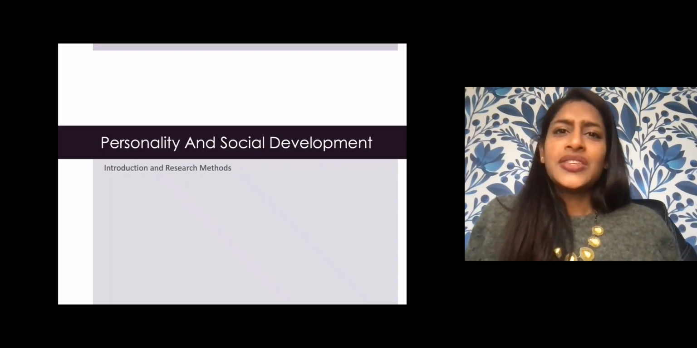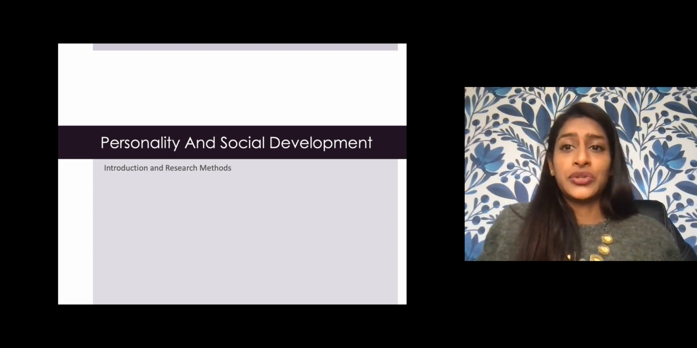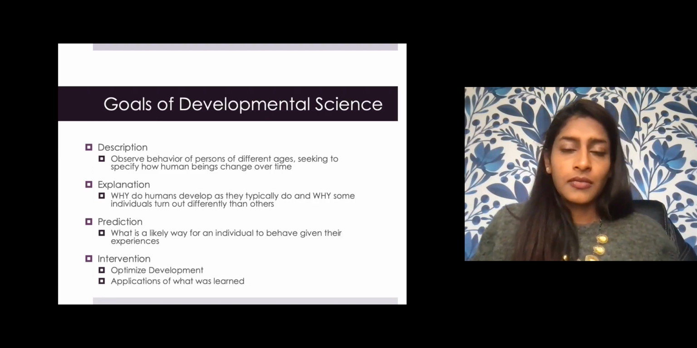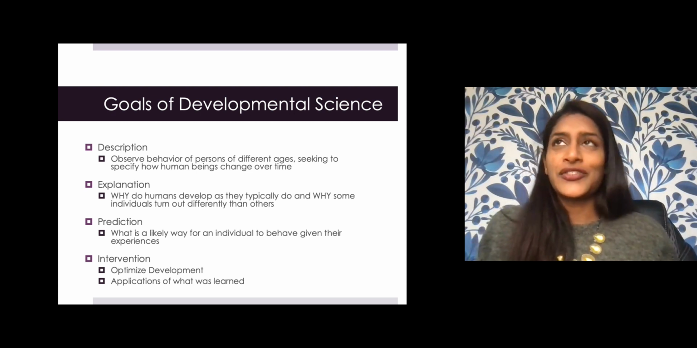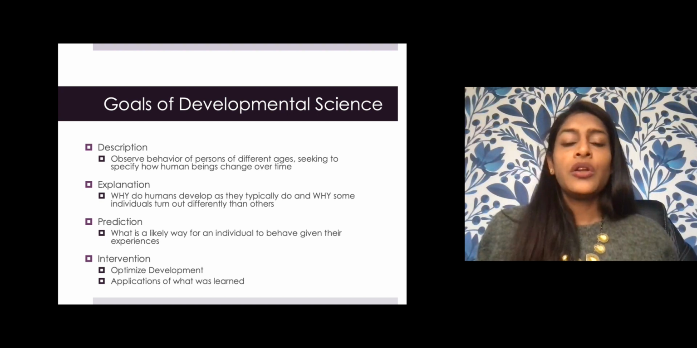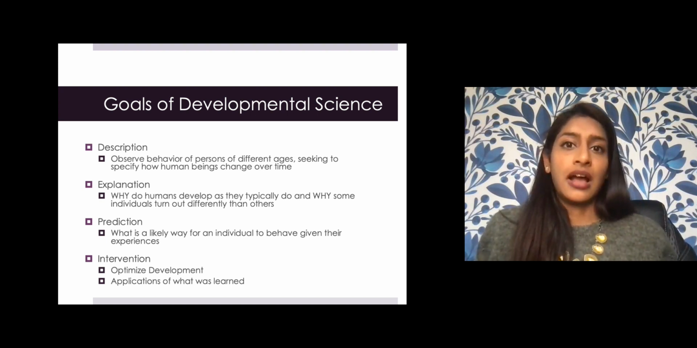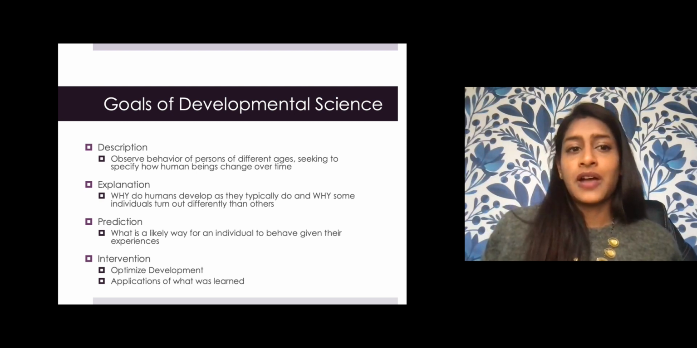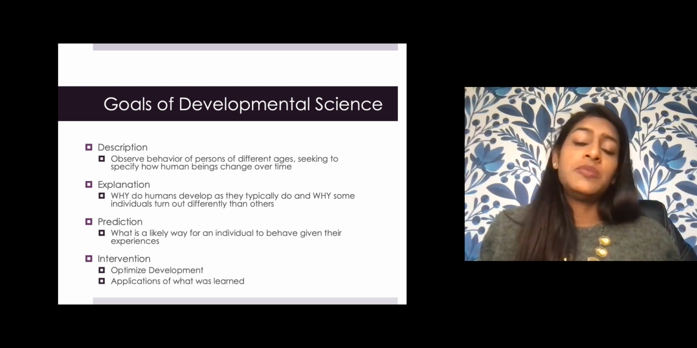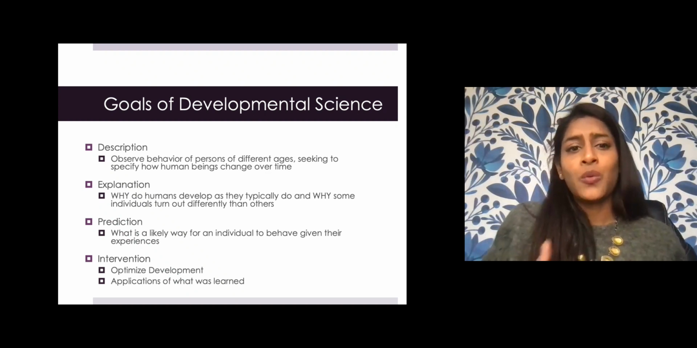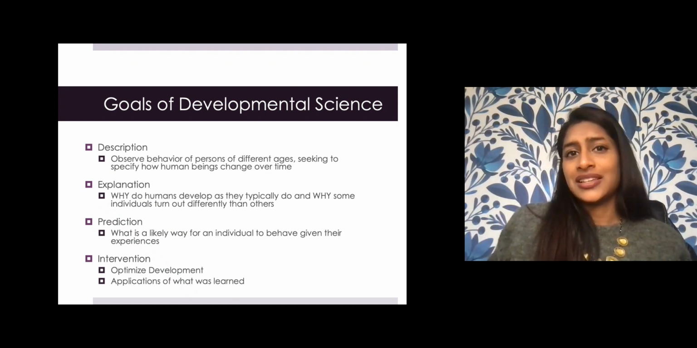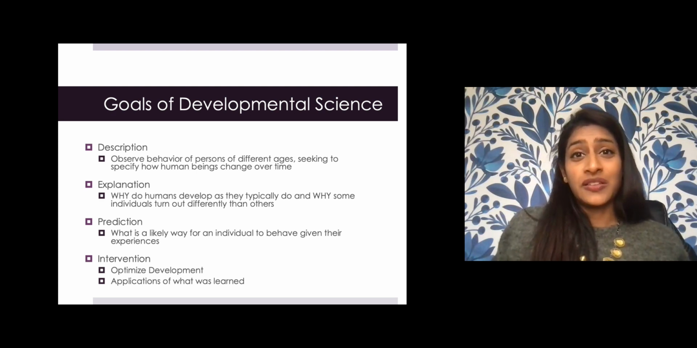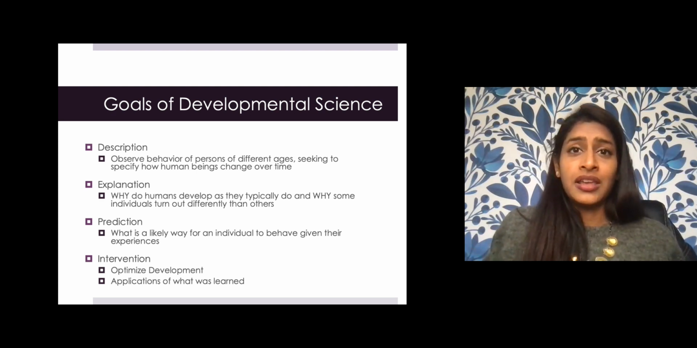All right, so this is our first chapter in personality and social development. If we were together in class, the first thing I would talk about is what are the goals of developmental psychology or developmental science? There are a couple of things here that we can look at. First, we want to be able to provide some sort of description, right? We want to be able to observe individuals' behaviors, and we want to see how that person is changing over the course of the lifespan. And that's really important, that change, that growth that we're looking at.